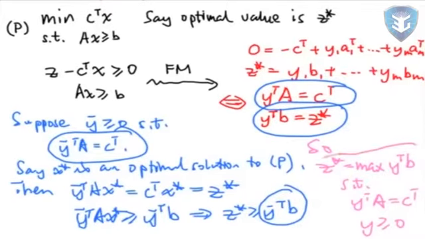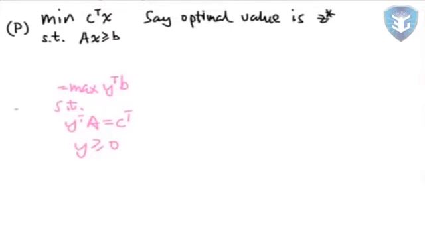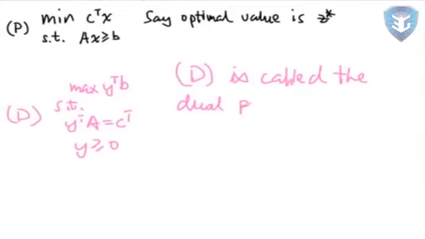But what is this problem here? Well, this is a linear programming problem. All these constraints are linear in Y. It might look a little funny, the way we write it, but every single constraint here is a linear equation, and the objective function is linear. It is basically Y1 times b1 plus Y2 times b2 all the way to Ym times bm. We now have a pair of linear programming problems. Let me call this D. So this problem D is called the dual problem of P.